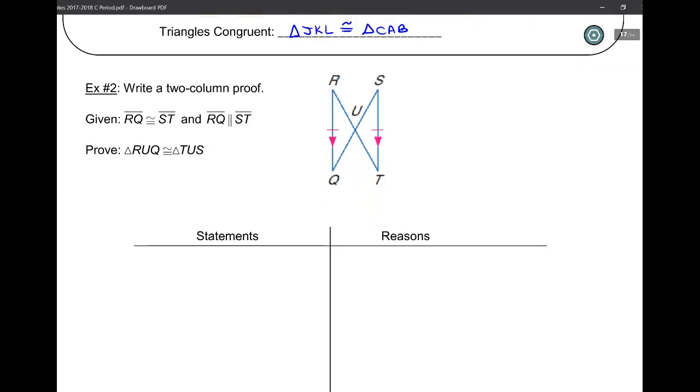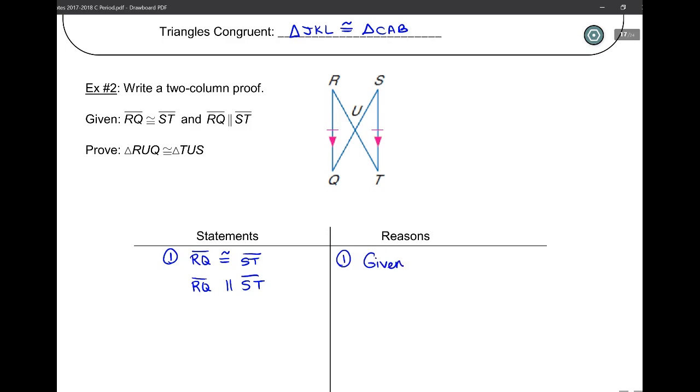So we're going to write a two-column proof. We have RQ is congruent to ST, and we know RQ is parallel to ST. And we want to prove triangle RUQ and triangle TUS are congruent to each other.